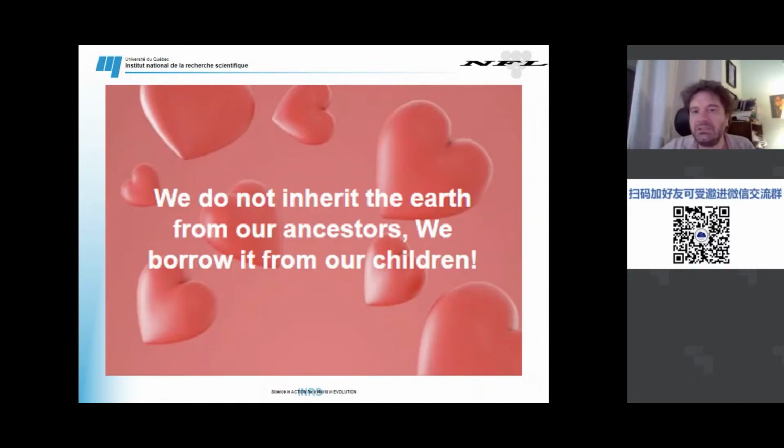I want to remind you why it's important to talk about sustainable development, and why it's important that we transmit a sort of healthy planet to future generations. This is an ancient proverb from the people of North America. We do not inherit the earth from our ancestors. We borrow it from our children.